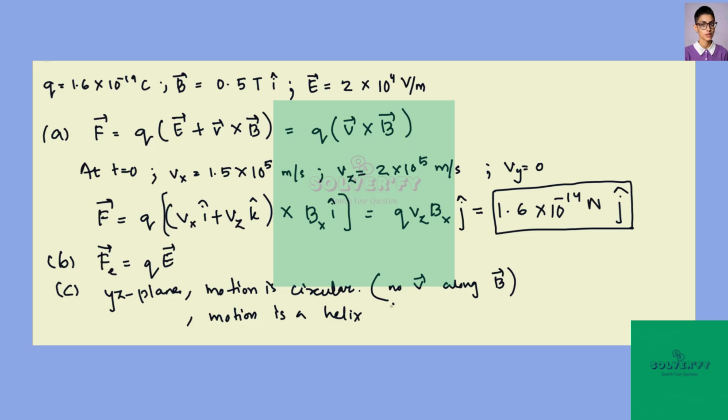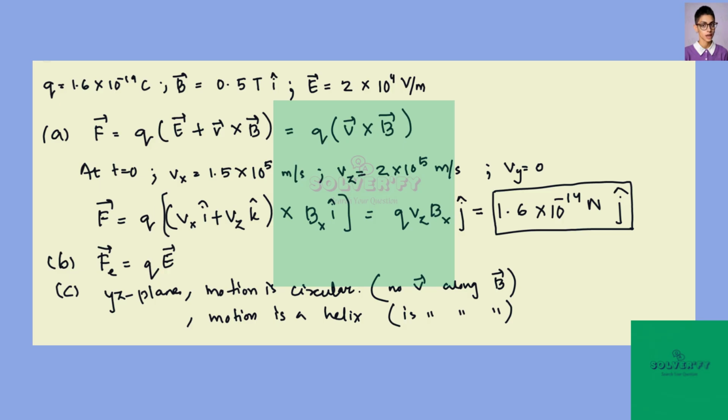So the circle case is when there is no velocity along the direction of B, and if there is a velocity along the direction of B, the motion is a helix. Now the electric field in the x direction exerts a force in the x direction, because the charge is positive. This force produces an acceleration in the x direction, and this causes the pitch of the helix to vary. The force does not affect the circular motion in the YZ plane, so the electric field does not affect the radius of the helix.